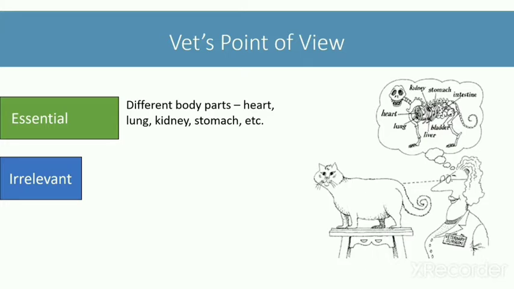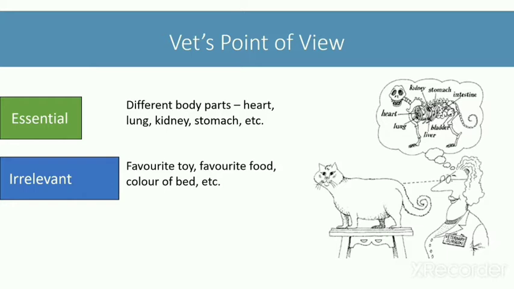Some of the features that are irrelevant to the vet are what is the favorite toy of the cat, what food the cat likes the most, or what is the color of the cat's bed, etc. These things are of little help to diagnose any health problems the cat is having, so they are mostly irrelevant to the vet. Now, let's see the cat from the lady's point of view.